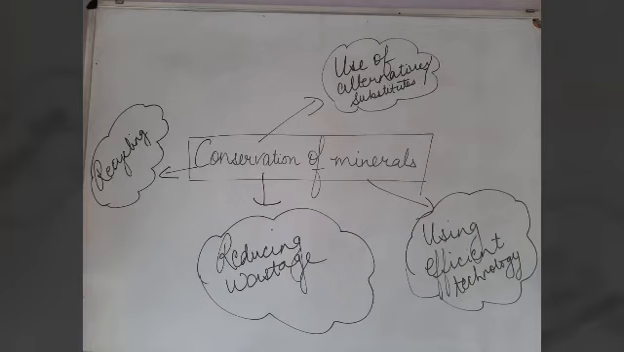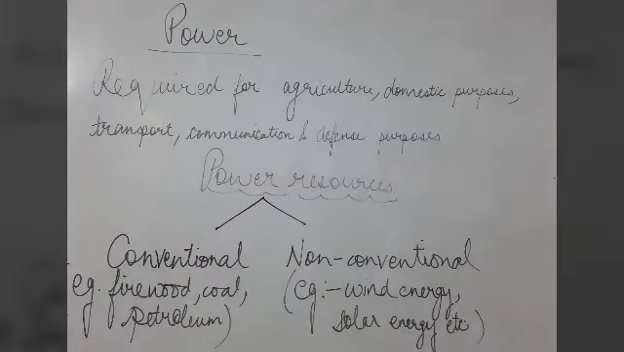exhaustible and unevenly distributed. Now we will talk about power. Power is required for agriculture. We need the supply of electricity for running tube wells and for domestic purposes. For transportation, we need petroleum and fuels. For communication and for defense purposes. So, power plays a very important role in the progress of human society.